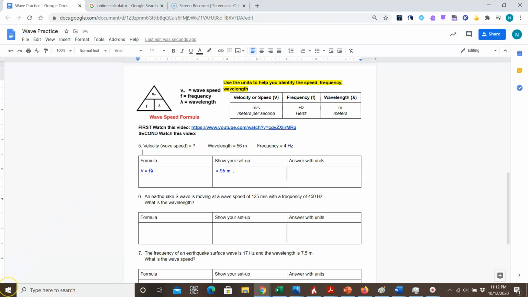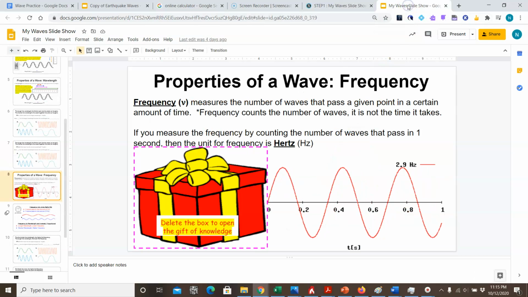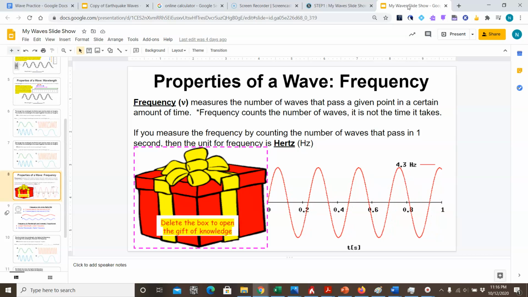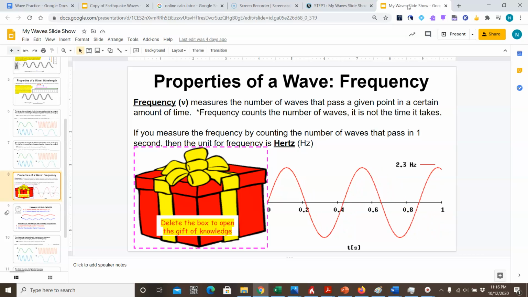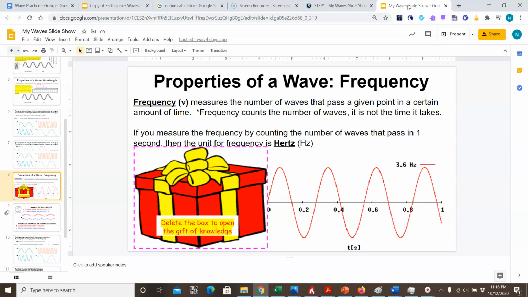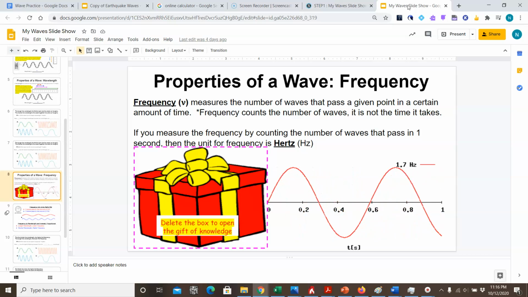So I'm going to pause the video for a second to remind you what frequency and wavelength mean. Recall from last week that you learned that the wavelength is the distance between either two crests or two troughs. So that sort of shows you the length of a wave. And the frequency is the number of waves that pass a given point in a certain amount of time. So the shorter the wavelength, the more waves can pass by, the higher the frequency. And that relates to speed because the more waves that can pass by in a given amount of time, the faster that wave is traveling.